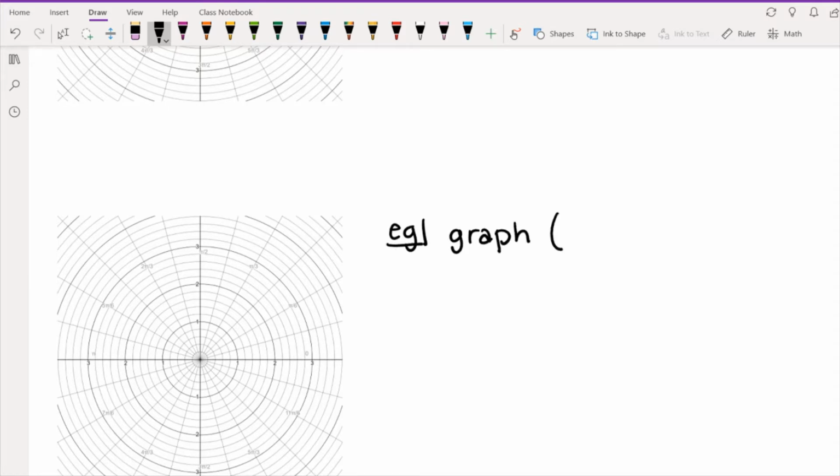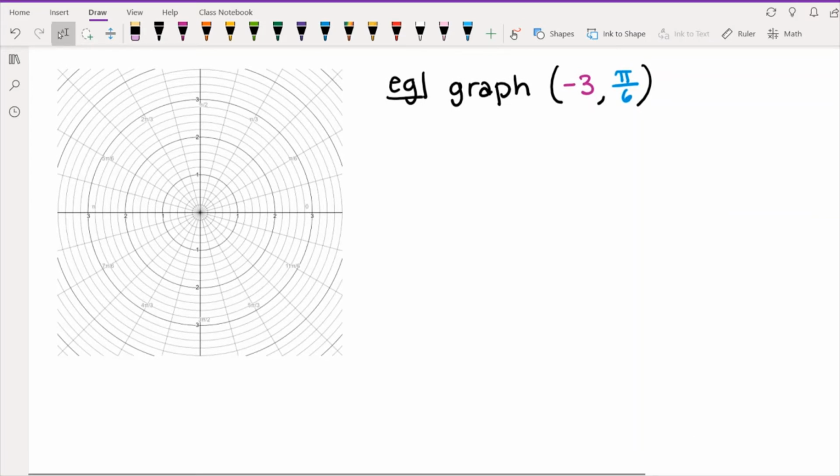So similarly, let's graph now actually negative 3, pi over 6. Okay, so how would this work? Well, basically we start the same way we did on the other one. We start by identifying our angle and saying, okay, it's pi over 6, so that's this way. But now because our R value is negative, that tells us that we're going to go along this same angle, but we're going to go away from the direction that the arrow is pointing. So we'll go to a distance of 3, but kind of in this opposite direction. And so that will give us this point here.